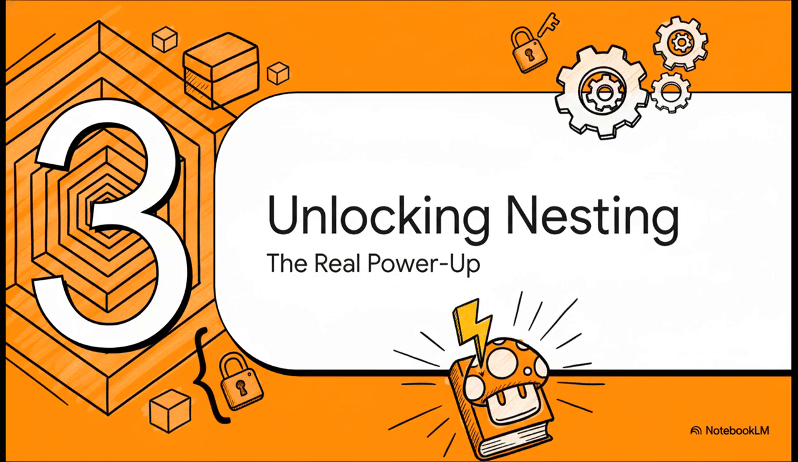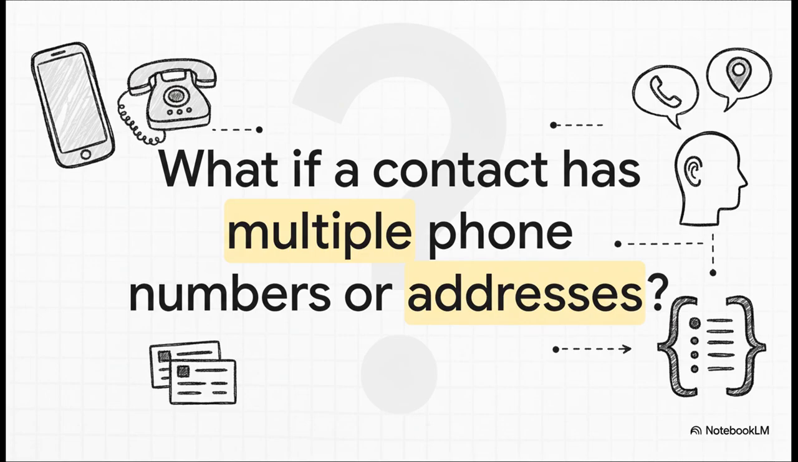Okay, you've totally mastered the basics. Now it's time for the real power-up. The thing that makes dictionaries absolutely essential for any complex program, something called nesting. So let's go back to our contact list for a second. What happens when the data gets a little more complicated? I mean, a person can have a work phone and a mobile phone, right? A simple key-value pair isn't going to cut it. We need a way to store a list of numbers under a single phone key.